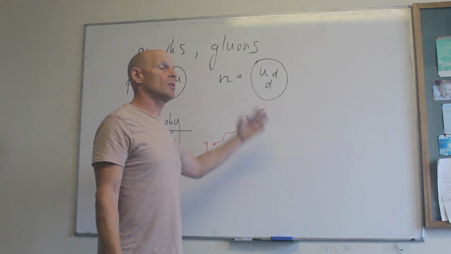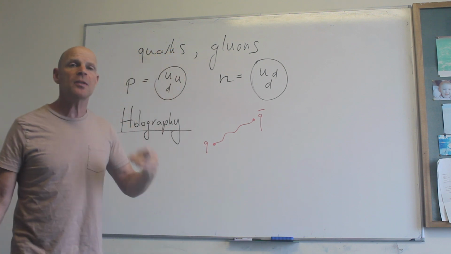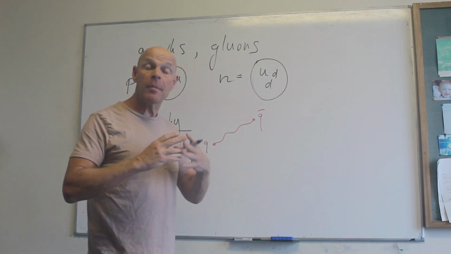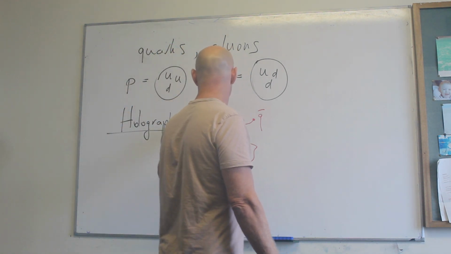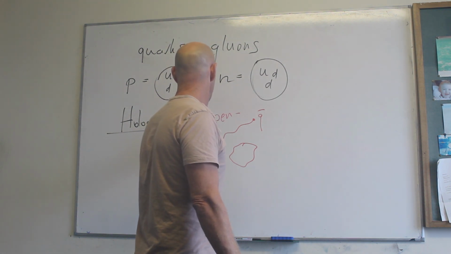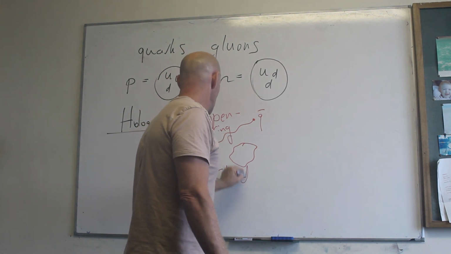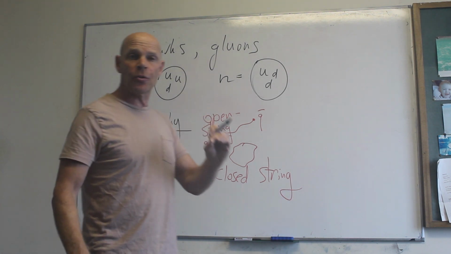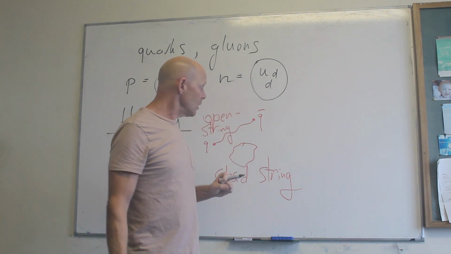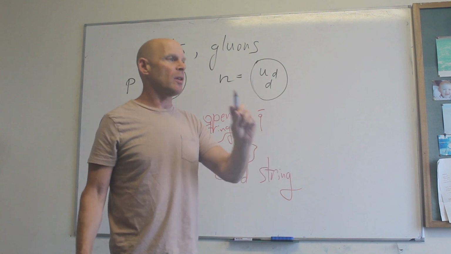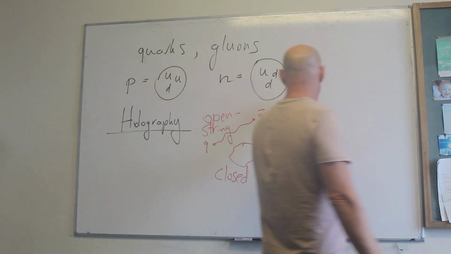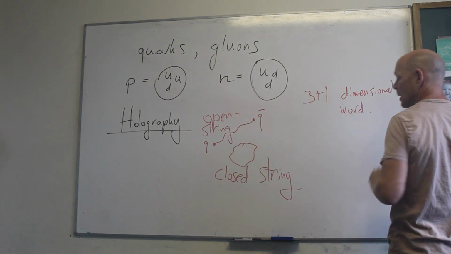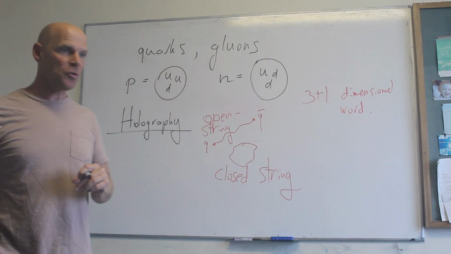Now, the dynamics of these open strings can be described by a method called holography, by dynamics of actually closed strings. So this is an open string, and this is a closed string. In order to understand the dynamics of open strings, of the confining string, we use closed string theory. But the closed string theory is not our 3+1 dimensional world. The closed string theory is a 10-dimensional superstring theory.